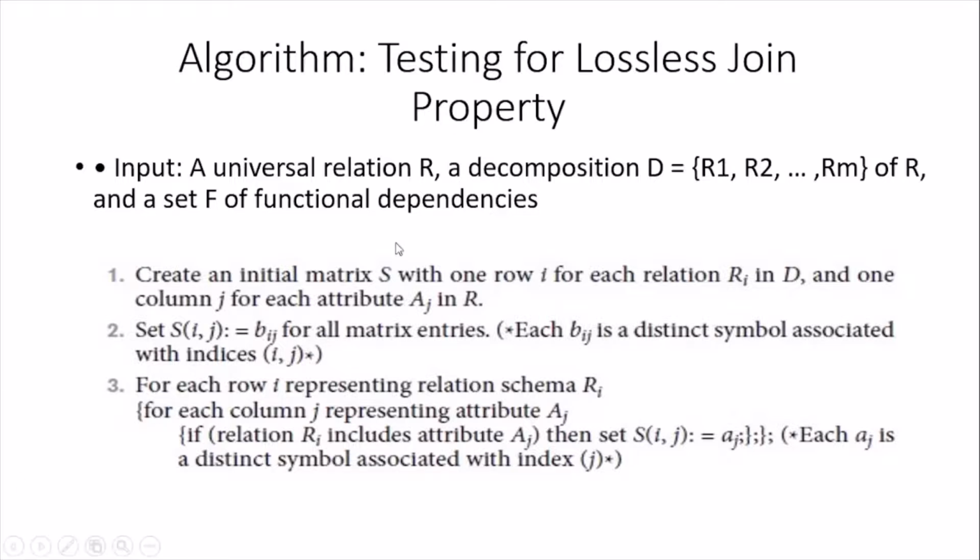And for each row i representing a relation schema Ri, for each column j representing attribute Aj, if the relation Ri includes attribute Aj, then set S of i,j as Aj. Suppose you have a relation Ri and you are talking about the jth attribute. Suppose this Ri includes the jth attribute, then you can reassign S of i,j as Aj. Aj is a distinct symbol associated with that. So we are starting with the Bij, and if a particular relation has a particular attribute, then that corresponding entry will be set as Aj, where j is the column number.